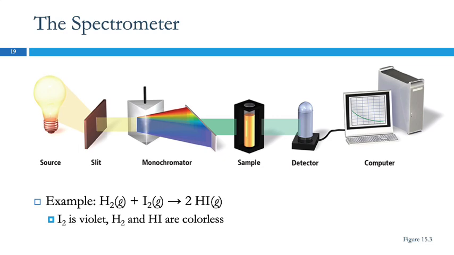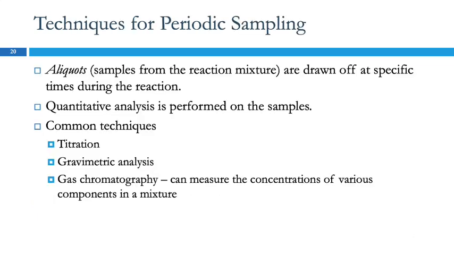This is a whole big area of chemistry within analytical chemistry. So those are just 3 examples of how you can measure the concentration. So what if you have a slow reaction and you're going to do periodic sampling? How do you do that?